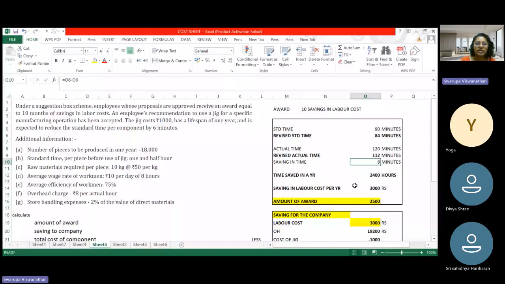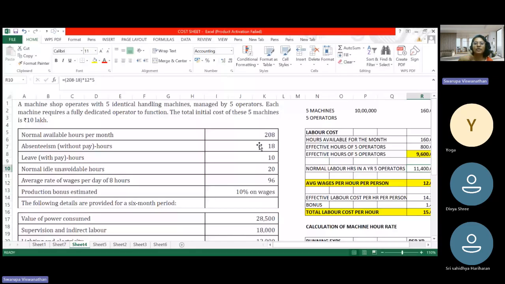Okay, so wherever efficiency of workmen is given, that means you have to calculate the actual time. Wherever the breakup is given as to what is the time with pay, without pay, etc., we need to calculate the effective hours, we need to calculate the normal hours. And it is based on that we will be taking out the labor costs.